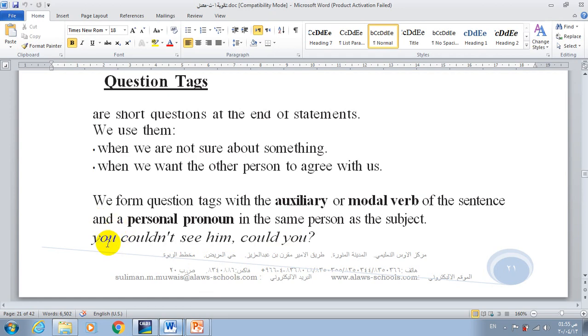But if there is a noun at the beginning of the sentence, we must use the pronoun which relates to this noun. If we say Ahmed, in the question tag we use the pronoun he. If we say at the beginning of the sentence Fatima, in the question tag we must use the pronoun she, because we can't use the noun. We can't say could Ahmed, could Fatima. That's wrong. The right thing is could you, could he, could she. But here we use could instead of couldn't, and you, because it's the subject of the sentence.